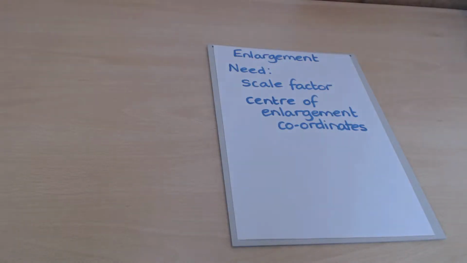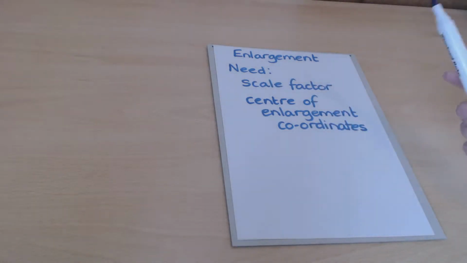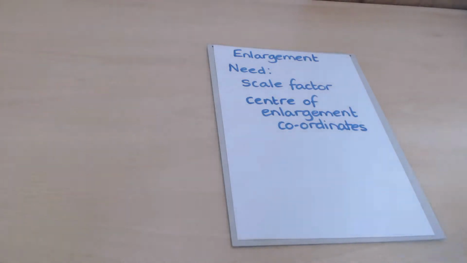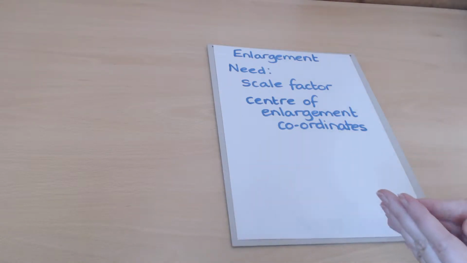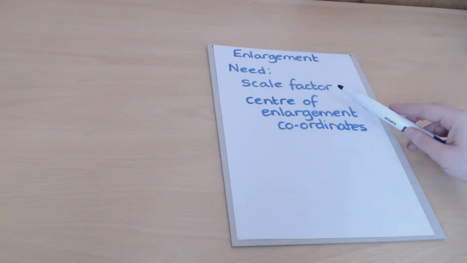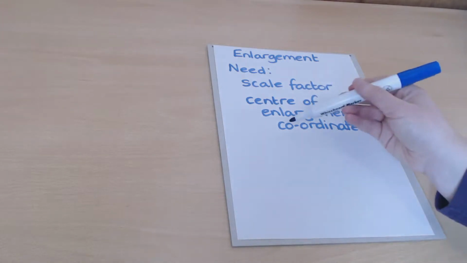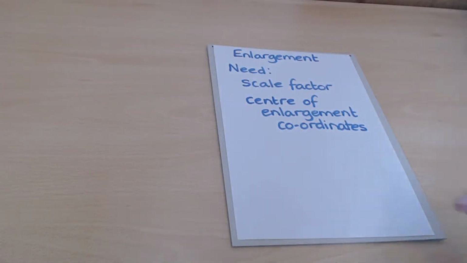Enlargements. To do an enlargement, or it can be a reduction. If it's a reduction, then it will have a different number for the scale factor. So if we've got a scale factor of 2, that means we're dealing with an enlargement because we're doubling everything. If we had a scale factor of 1/2, then that would be a reduction, making the shape smaller. So along with the scale factor, what we also need to know is the center of the enlargement. So we need the coordinates of that point.